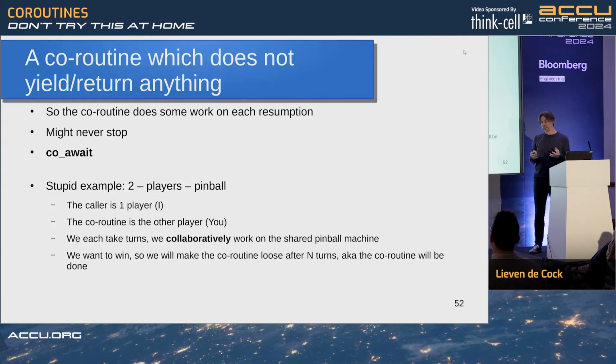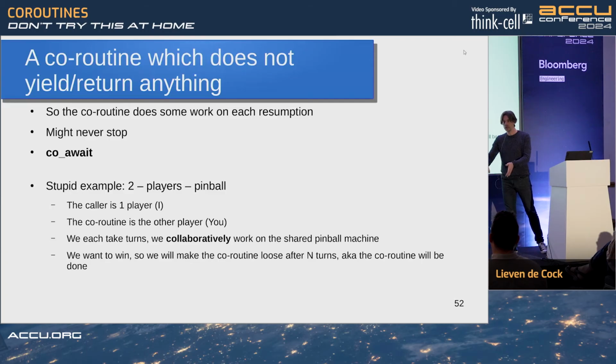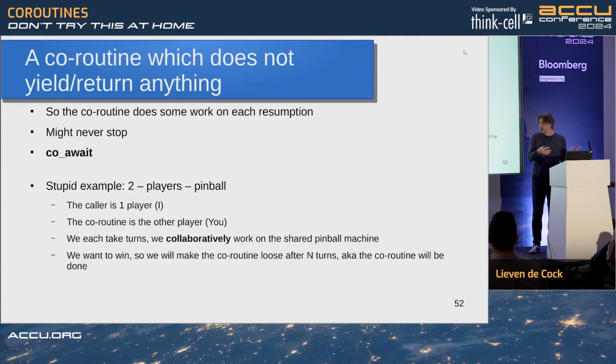So we're going to have a coroutine that on each resumption is doing stuff, playing the pinball machine, but it's not returning anything. So not co_yield. It's doing stuff, and then it says, oh, okay, I'm pausing for now. I need to take a break. And by the way, there is nothing I can give you. This will be done by the keyword co_await. And as with the generator example we saw before, it could be that the coroutine never stops. A typical example of the generator is the Fibonacci sequence. Well, it never stops.